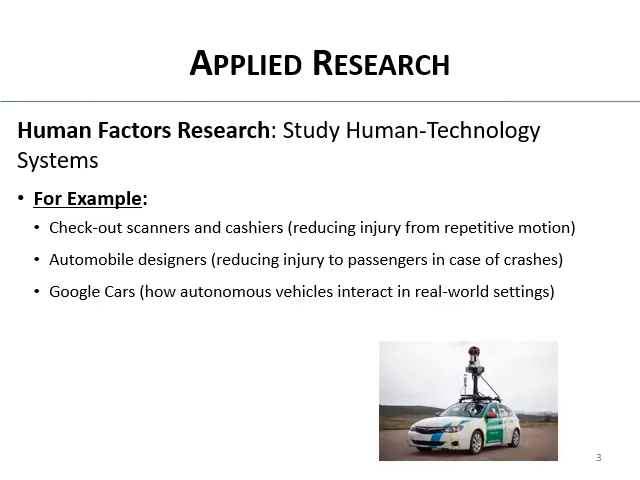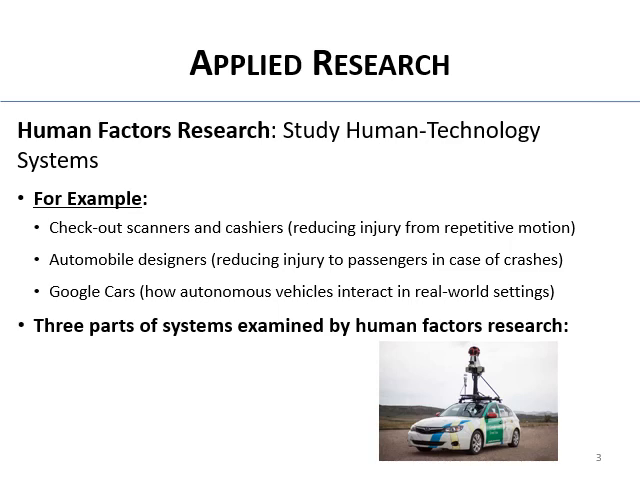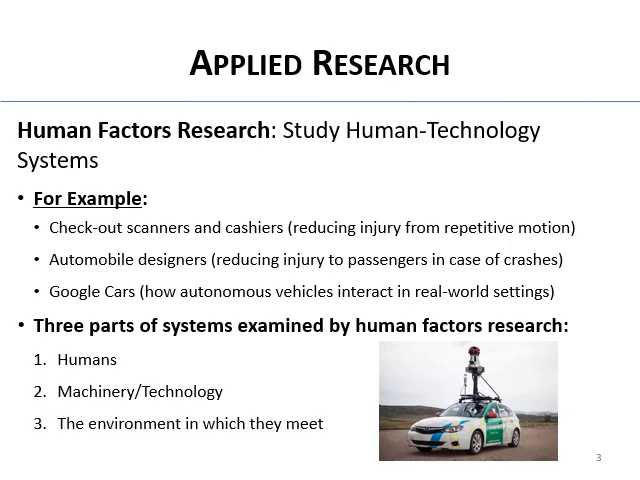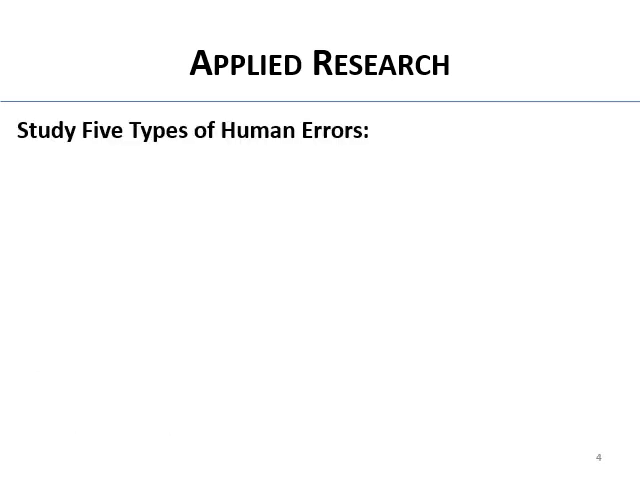So Google Cars is another human factors research. They look at how people interact with autonomous vehicles and autonomous vehicles interact with people in the real world. Not always great. So they examine specifically three different parts of the system. They examine humans and machinery or tech, and they also look at the environment in which those things meet. So they study 5 types of human errors.